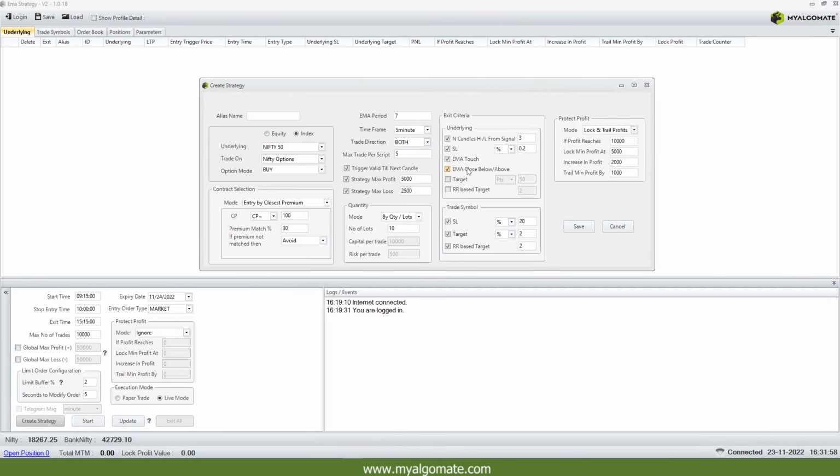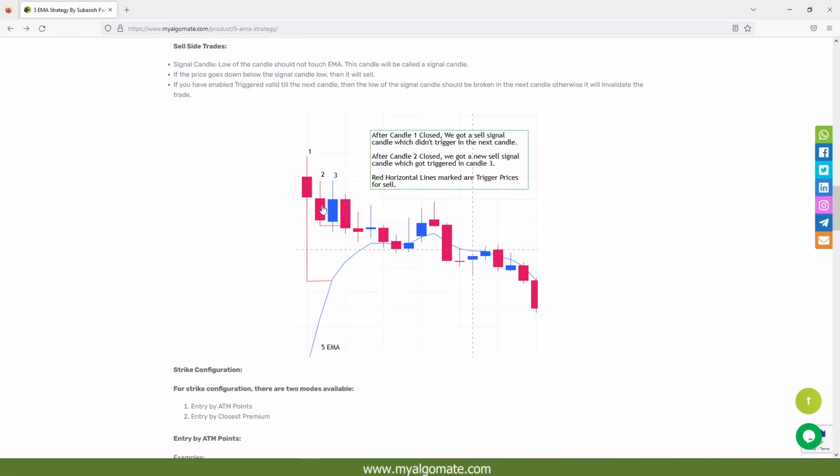The other option is EMA candle close below or above. So for a sell signal, if the candle closes below the 5 EMA, it will exit. So in this scenario, after the third candle, this candle just touches, but this candle closes below the 5 EMA. So this is the first candle which is closing below the 5 EMA. So it will exit over here. It will not exit in this because it is not closing below 5 EMA.